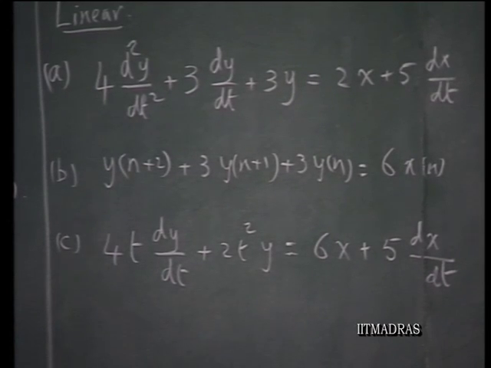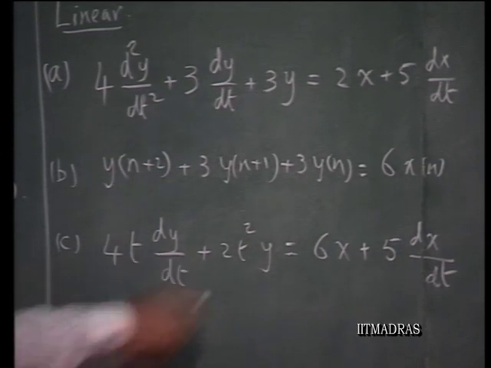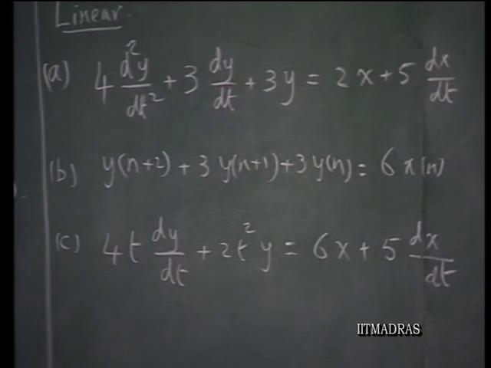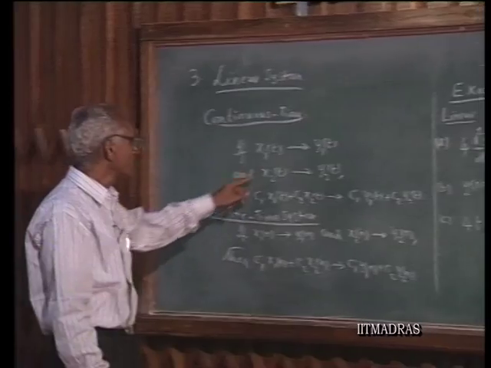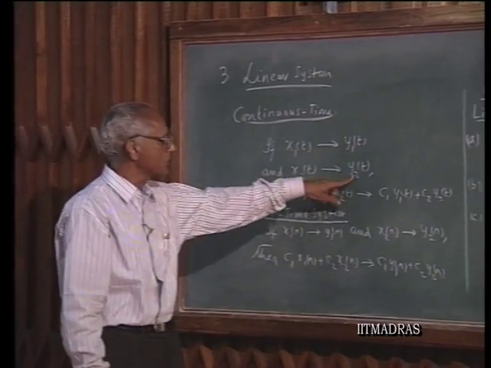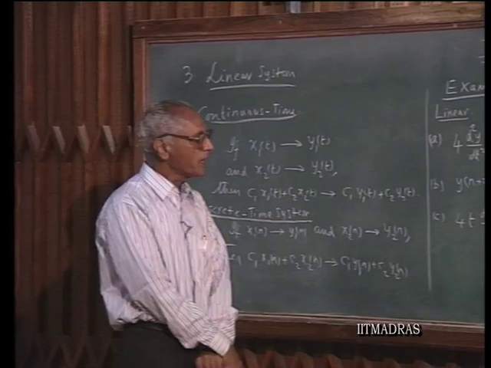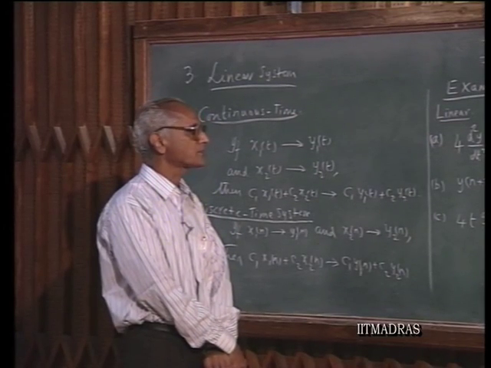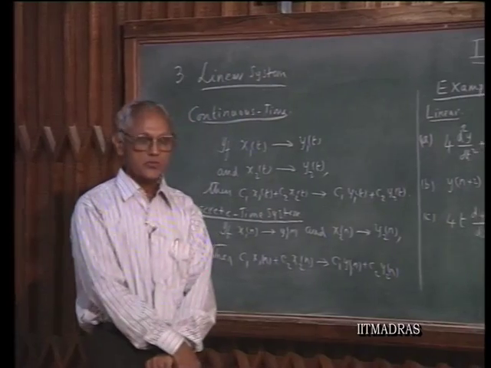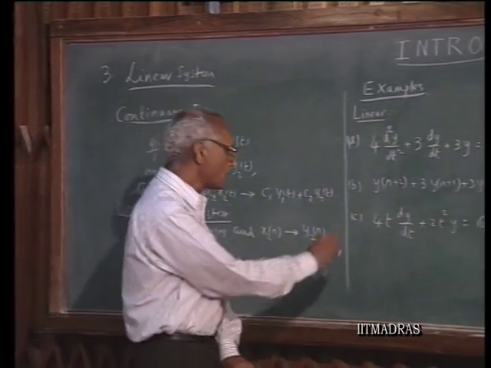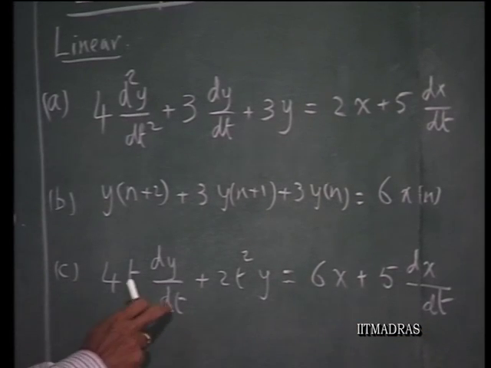One can easily manipulate these equations, find out the y1 which satisfies this for a given input x1, a y2 which satisfies this for a given input x2, and combine these two to show that if x1 of t gives rise to y1 of t, x2 of t gives rise to y2 of t, this condition is satisfied even here. In other words, if we have a linear system, it does not mean that the differential equations should have only constant coefficients. Even if the coefficients are functions of the independent variable, which is t in this case, even then it corresponds to a linear system. So, this is also an example of a linear system.